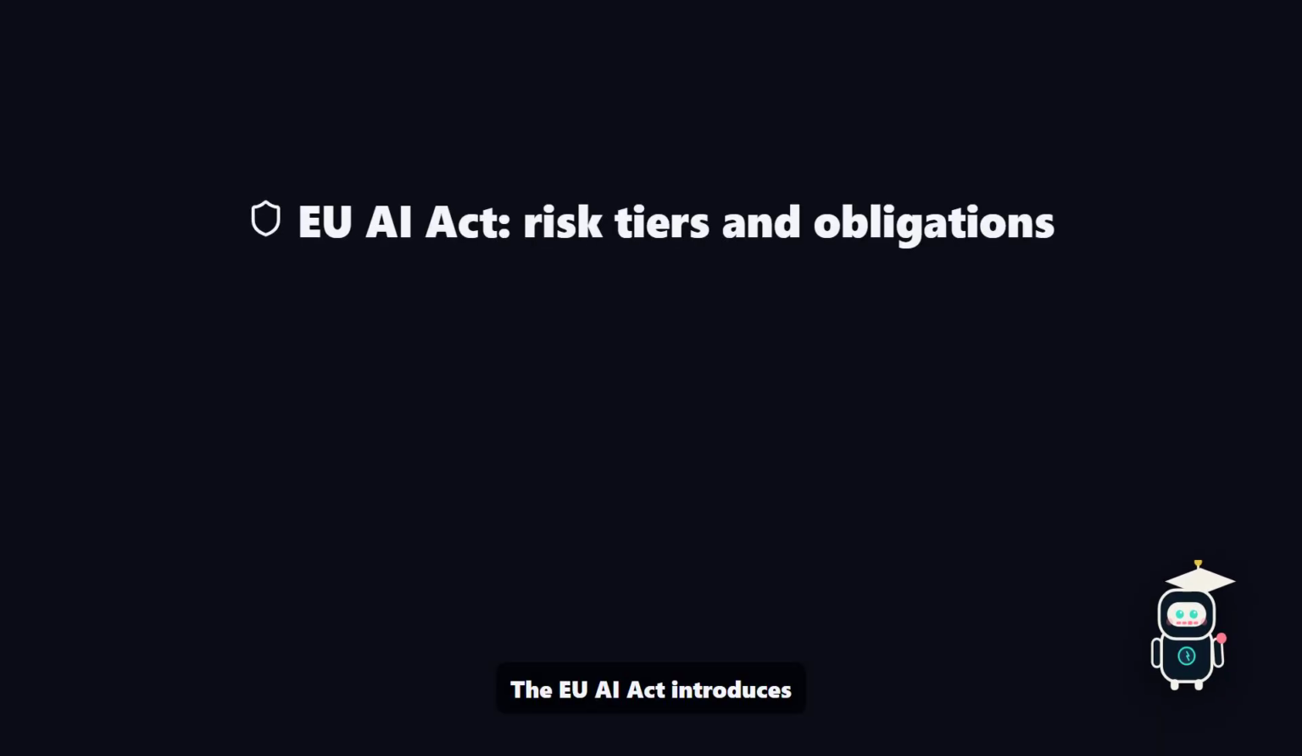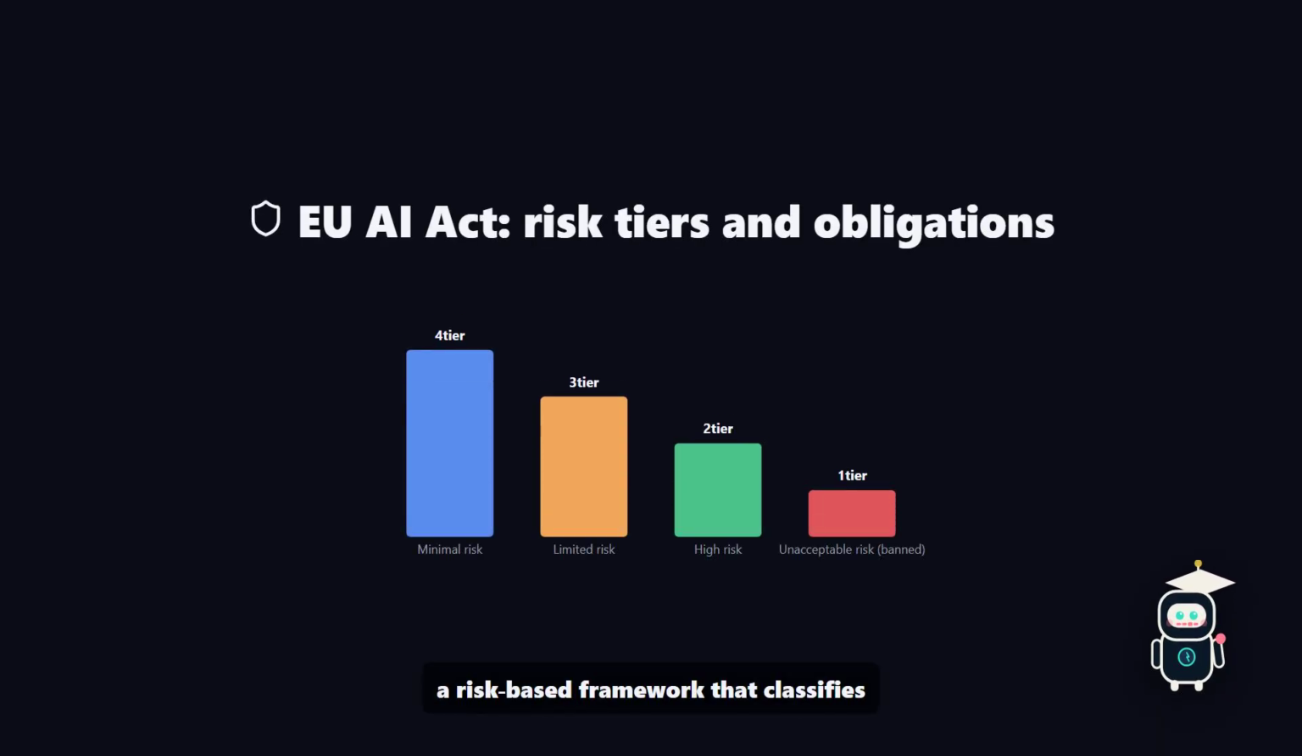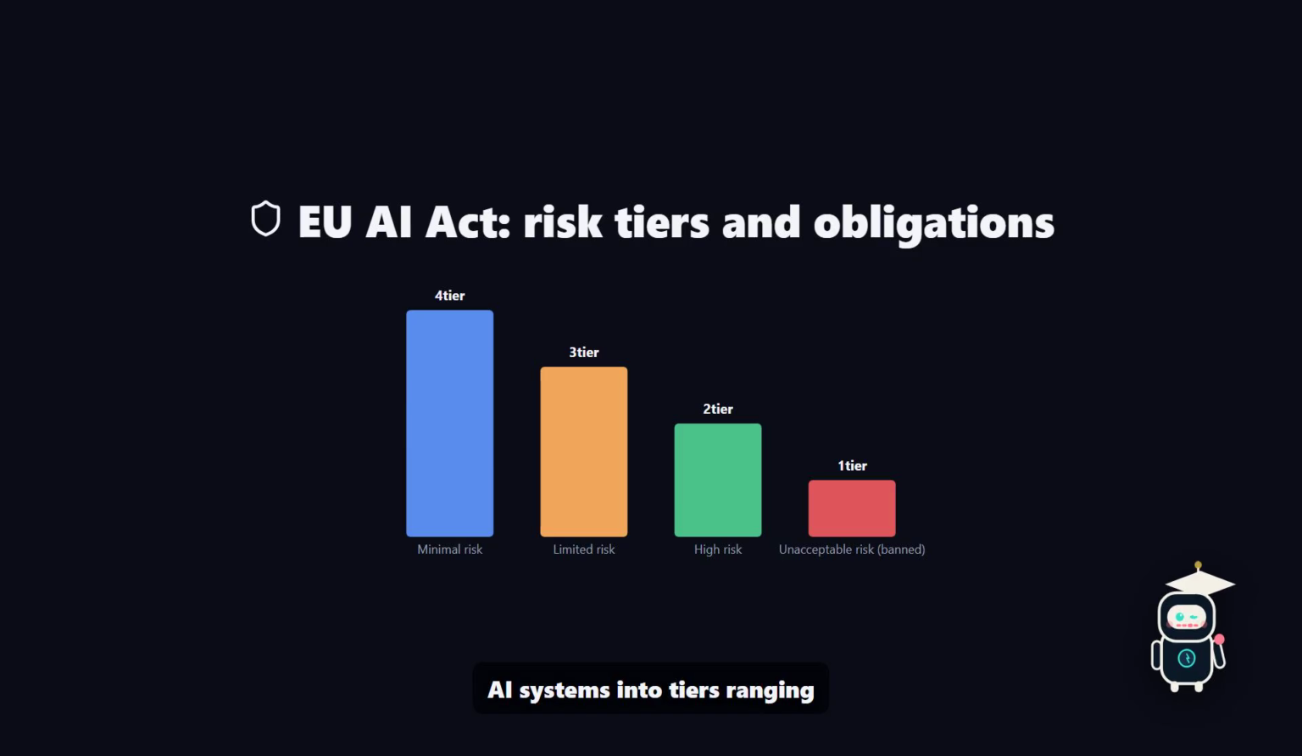The EU AI Act introduces a risk-based framework that classifies AI systems into tiers, ranging from banned to minimal risk. For the exam, focus on understanding the general principles. Higher-risk applications face stricter documentation, bias testing, and human oversight requirements. Know that compliance obligations scale with risk, not with model size.